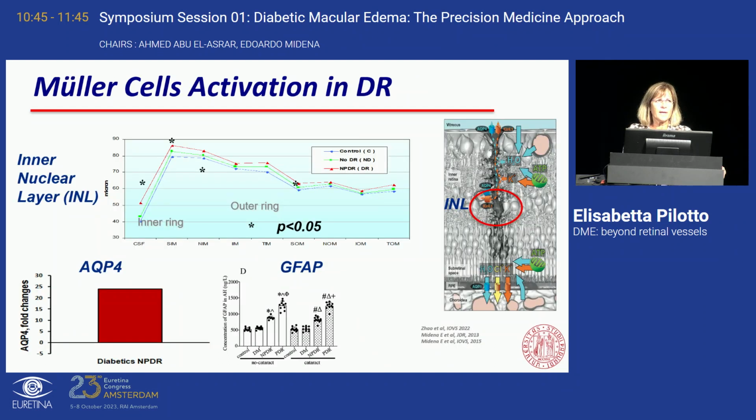The involvement of the Muller cells has been demonstrated since the very early phases of diabetic disease. Even in patients with no clinical sign of retinopathy, we have an increase, for instance, of the inner nuclear layer thickness at the OCT. This layer is where we have the bodies of the Muller cells. And in patients with diabetic retinopathy and DME, we have an increase in the aqueous humor of biomarkers of Muller cell activation, such as aquaporin 4 and GFAP.